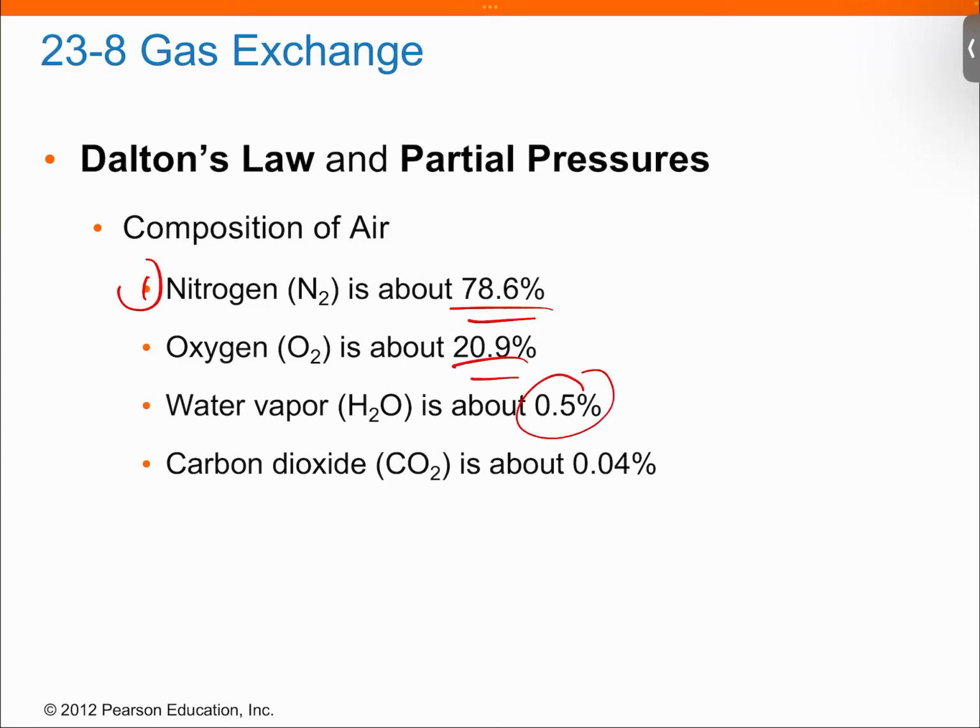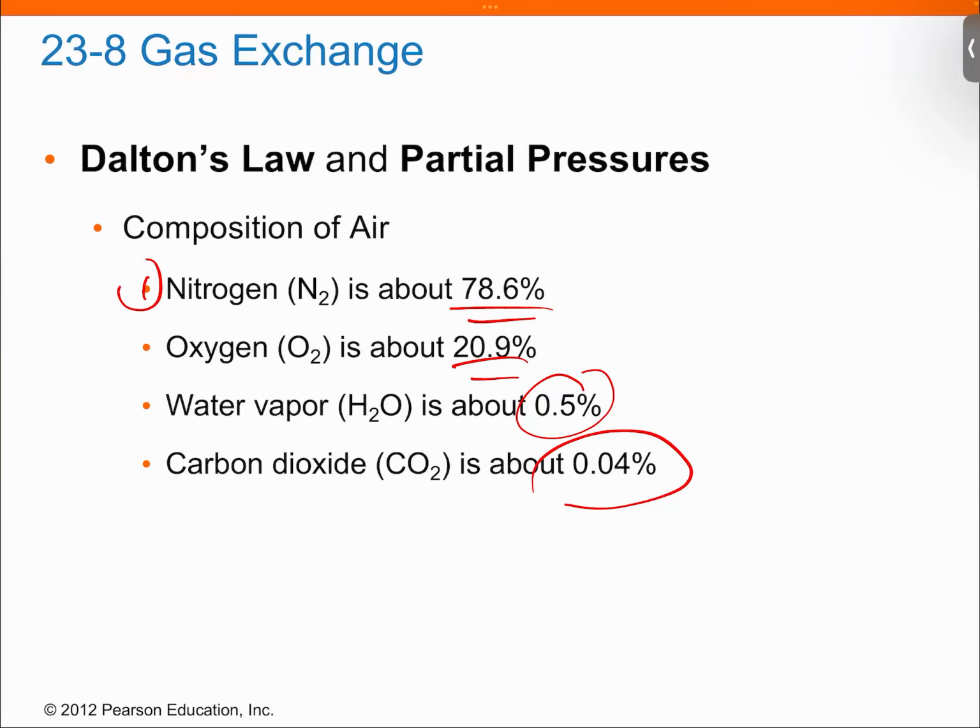Water vapor is out there about 0.5%, give or take, depending on whether you live in a humid environment or not, or if it's raining or not. Carbon dioxide is generally supposed to be fairly low at 0.04%. Of course, if you're in cities, that's probably going to be a little bit higher. And if you're in the country, that's going to be probably a little bit lower. But this is your mixture. So these are your percentages, rather, that lead to your partial pressures.